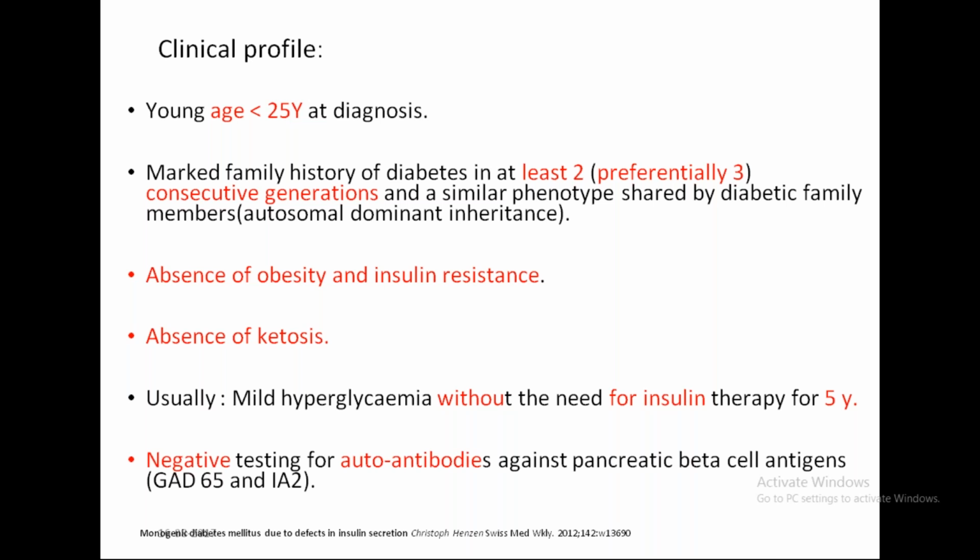And negative test for autoantibodies against pancreatic beta cells. You usually don't have them. GAD65 and IA2 are the ones which are present in type 1 diabetes. Here it is not an autoimmune disease. It has nothing to do with the antibodies. It is just the maturity onset because of the genetic defect. So it is different from that of type 1. In type 1 you have autoimmunity, GAD65 antibodies are present.